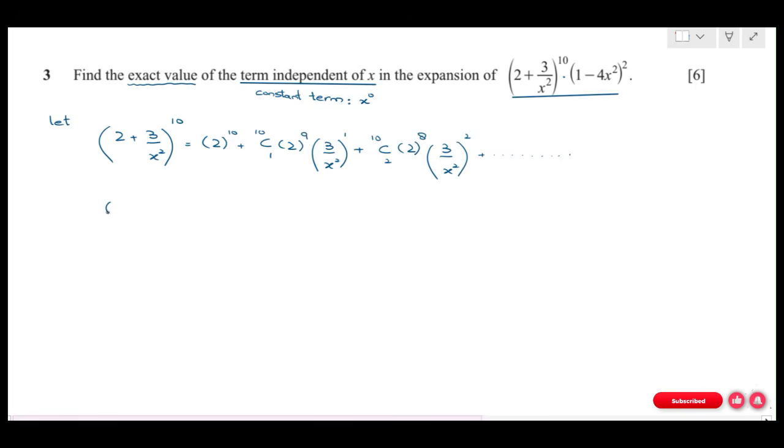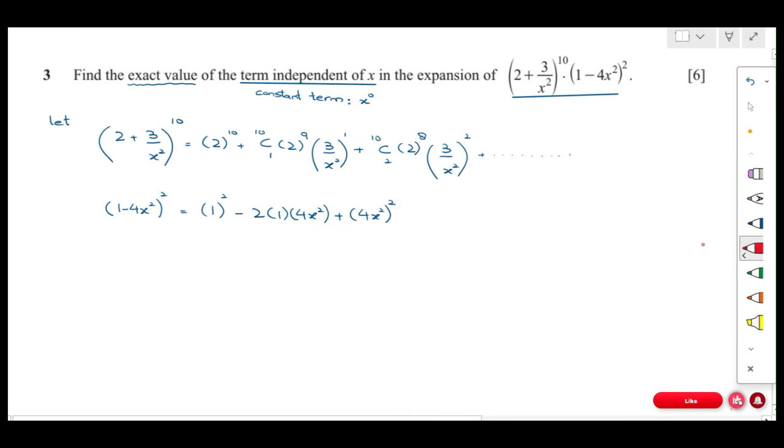And if I open the expansion, 1 minus 4x squared whole squared, this is 1 squared, minus 2 into 1 into 4x squared plus 4x squared whole squared. I opened the formula over here. This is a minus b whole squared. So we have a squared minus 2ab plus b squared. So this formula I have applied over here, right? Okay, so when I simplify, this is 1 minus 4x squared whole squared.